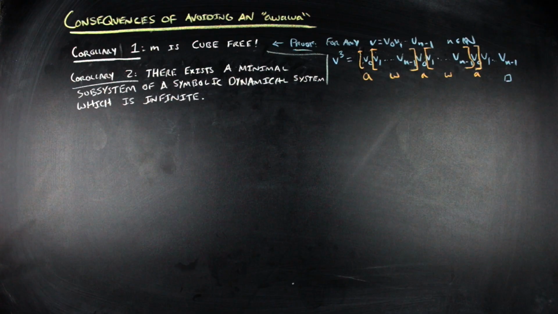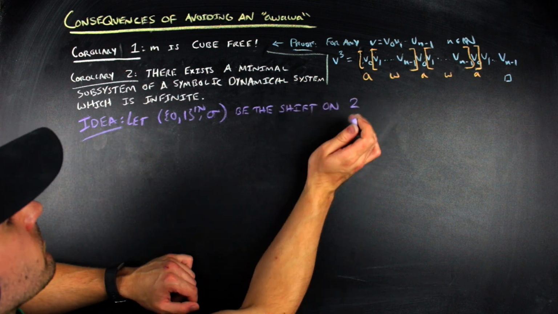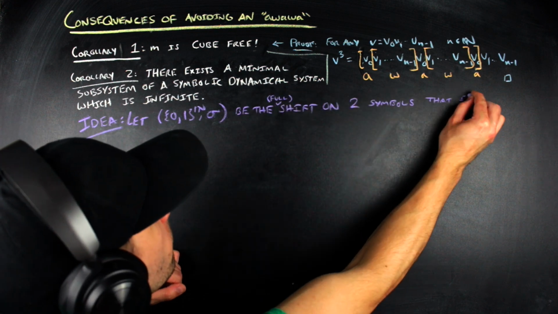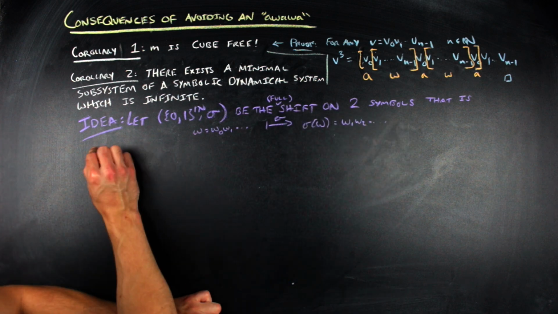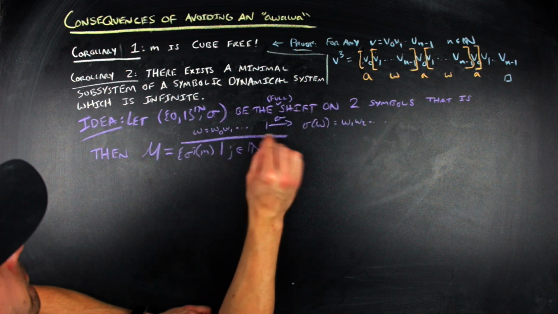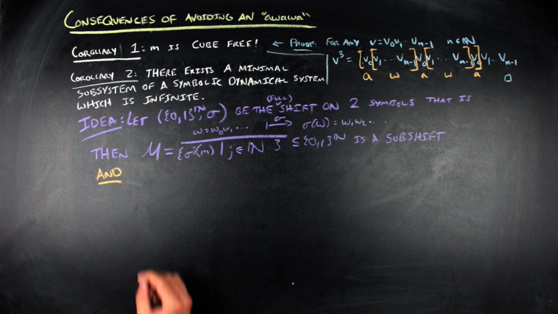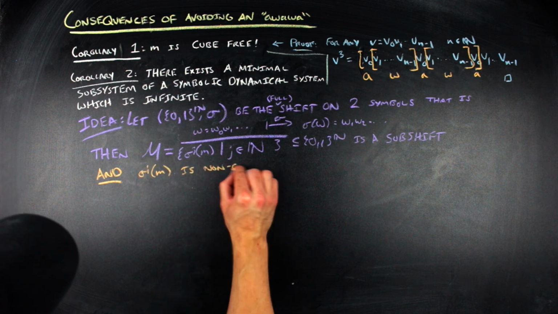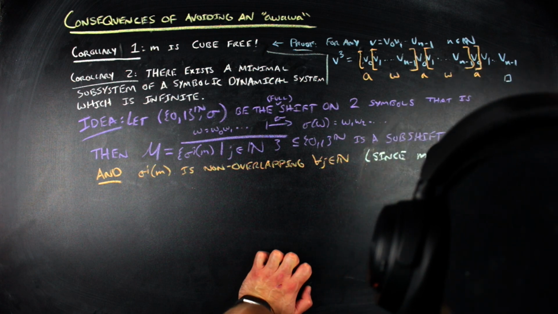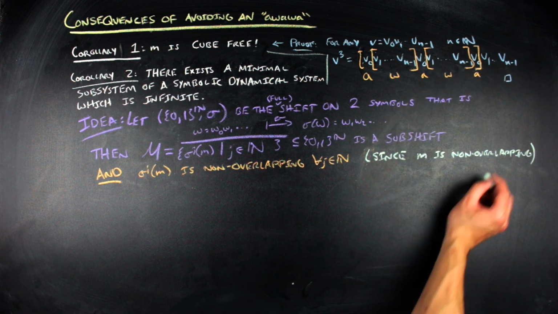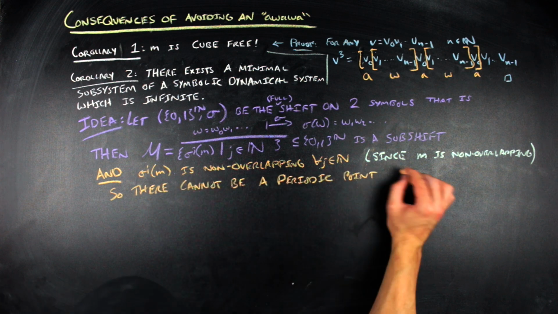So the idea of how to show this is you look at the full shift on 2 symbols, and we define a subsystem, which I'll call this fancy capital M, by the orbit closure of the Prouhet-Thue-Morse sequence. Because it's an orbit closure, it is a subshift of the full shift. And because M is non-overlapping, each of its shifts are non-overlapping as well, for every possible shift you could take.